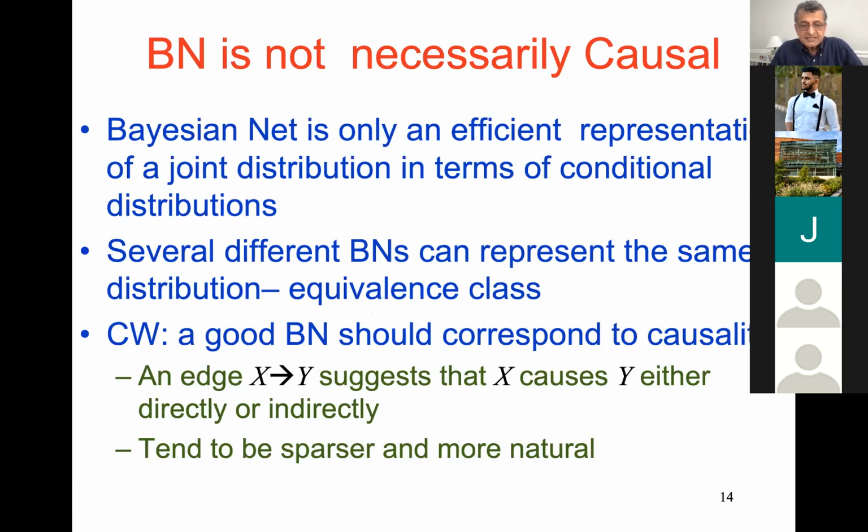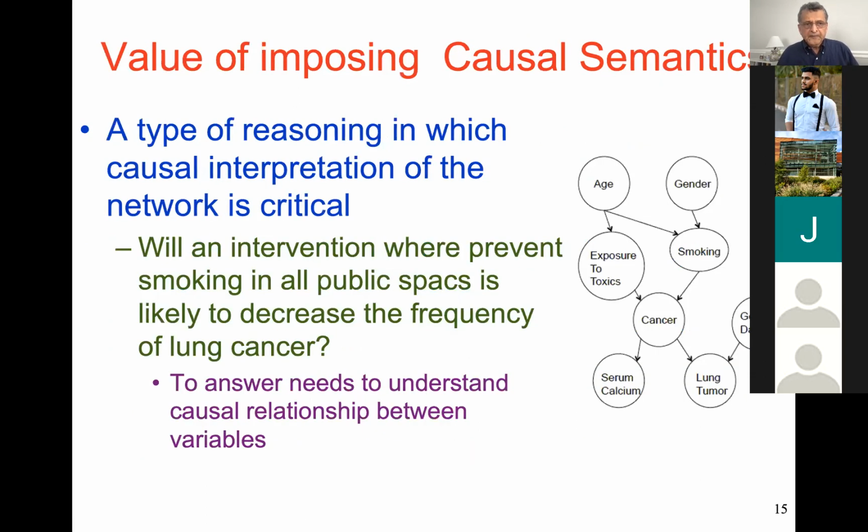The conventional wisdom is that a good Bayesian network should correspond to causality. An edge X arrow Y suggests that X causes Y either directly or indirectly. And why should we prefer a causal Bayesian network as opposed to some other Bayesian network? Because causal Bayesian networks tend to be sparser and more natural. So, in view of imposing causal semantics, there is a type of reasoning in which causal interpretation of the network is critical. Okay, so where is it critical?